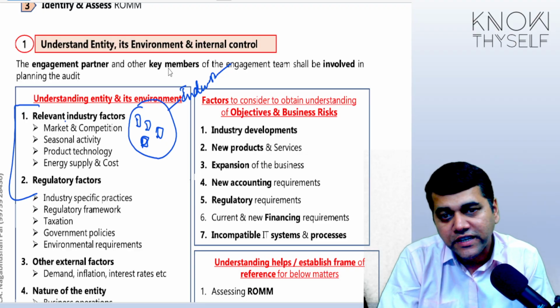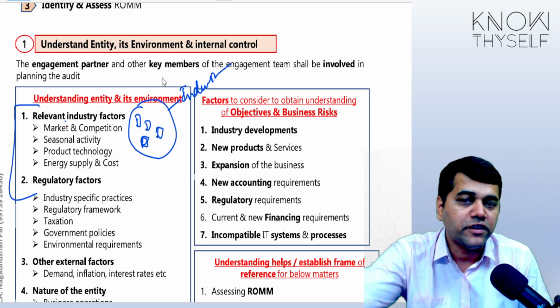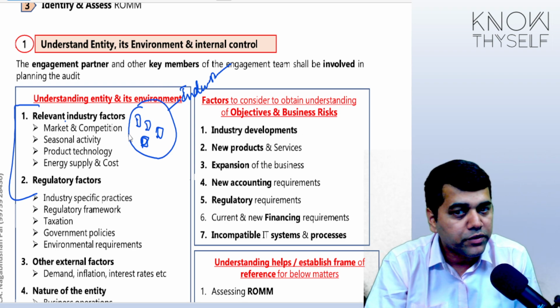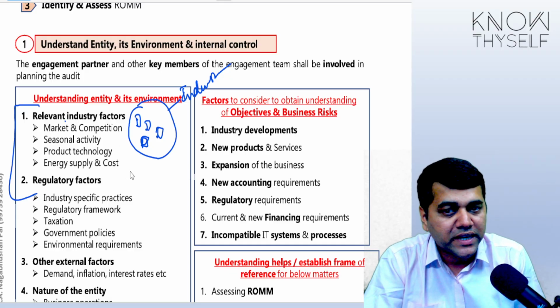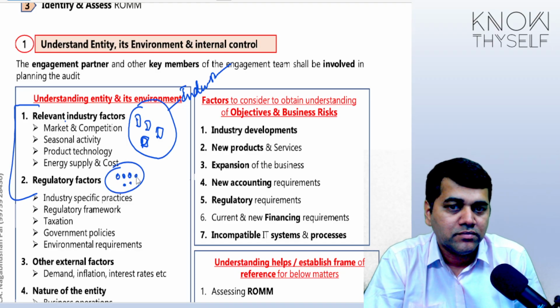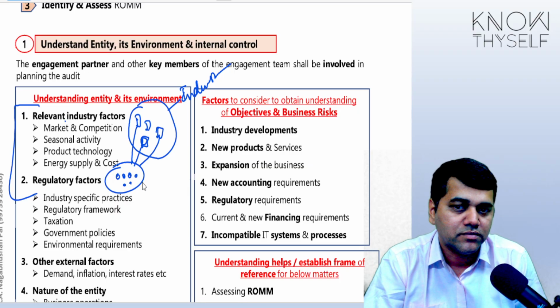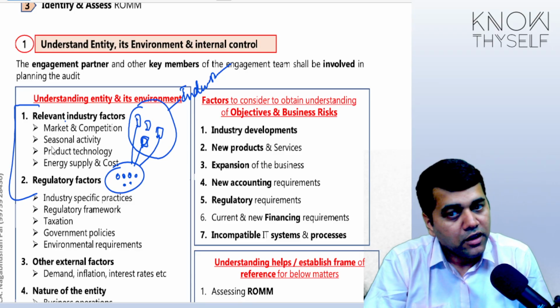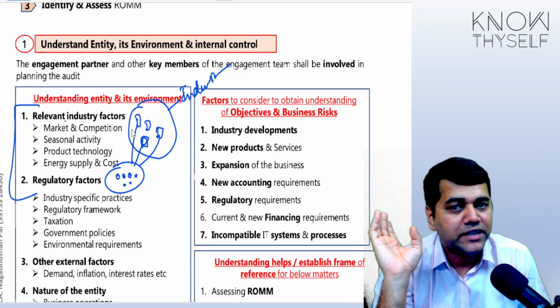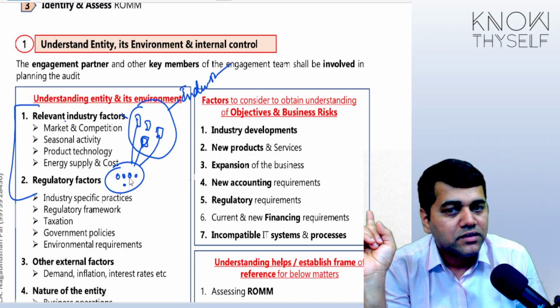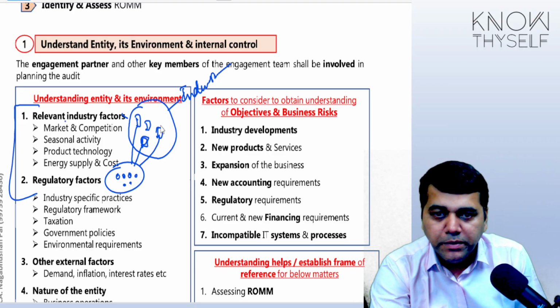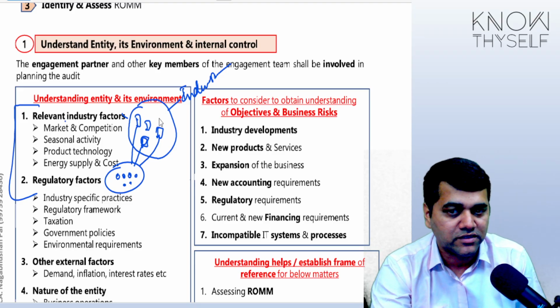Now, banking is a different industry. Your software is a different industry. That's why when we talk about the industry factors, we talk about the market. Because what is a market? A group of customers is called a market. All the competitors are keeping an eye on the same set of customers. Everybody is subject to that seasonal activity. Everybody is impacted by the product and technology. Supply, cost and all, everybody is impacted. So these are all your industry factors.